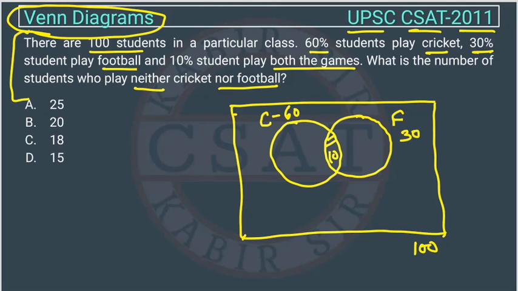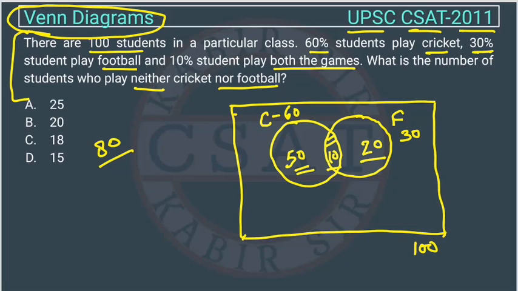So this is 10. Total is 60, so this will be 50. This total is 30, this is 10, so this will be 20, right? So the total number of students who are playing one or two games will be 50 plus 10 plus 20, right? So this will be 80 students. So 80 students are playing either cricket or football or both, right?